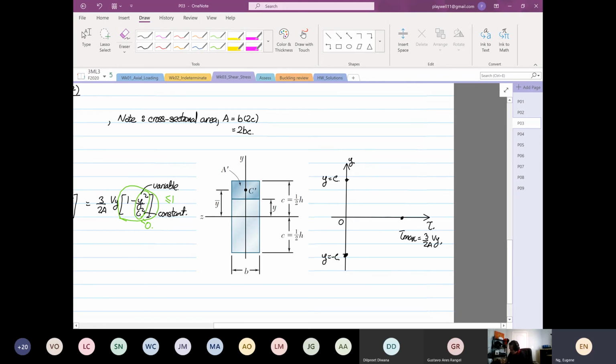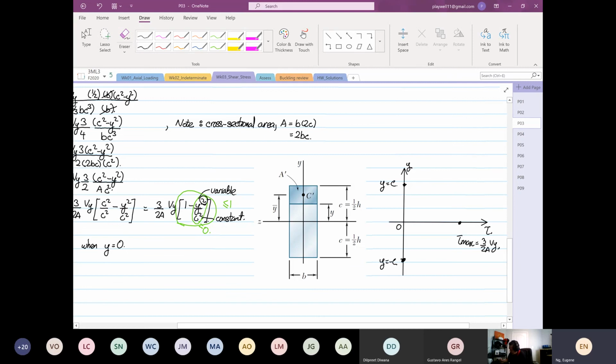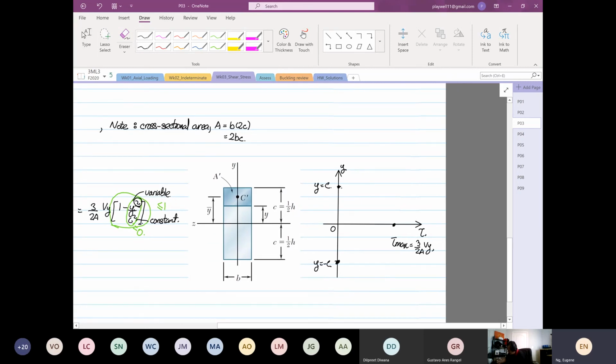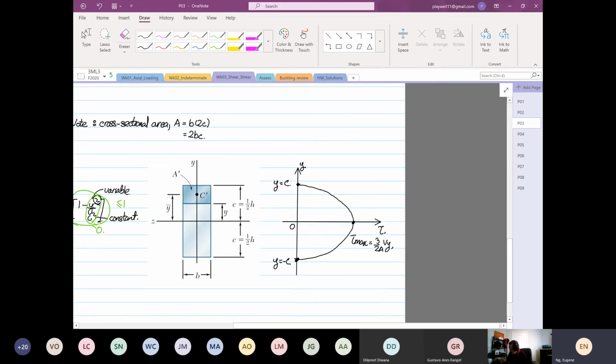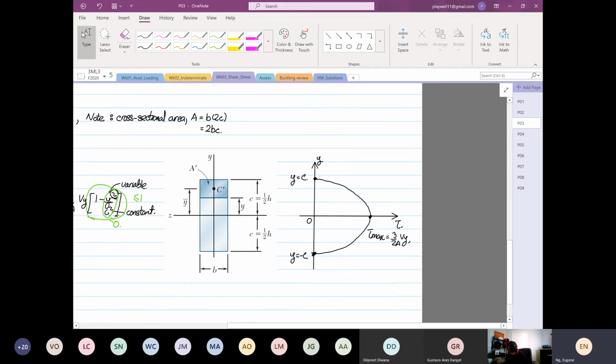And then we sketch this, because of the second order polynomial term of y squared, it is going to be a parabola, and then it's reflected at the bottom. So that is the distribution of the shear stress. And what we realize is that Vmax, or tau max, occurs at the centroid of the entire structure.